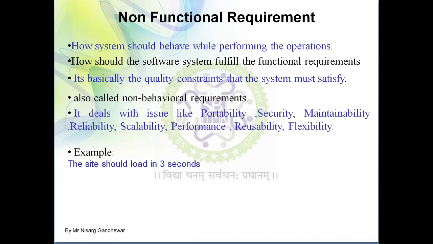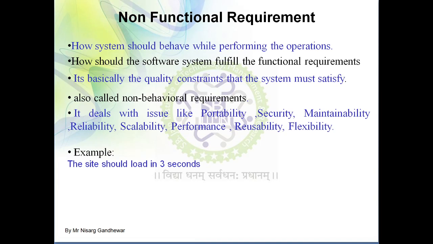So it should tell how the software system fulfills the functional requirement; the non-functional requirement tells how it fulfills the functional requirement. It is basically a quality constraint. Non-functional requirements represent the quality constraints that the system must satisfy, and a non-functional requirement is also called a non-behavioral requirement. Mostly, non-functional requirements deal with issues like portability, security, maintainability, reliability, scalability, performance, reusability, and flexibility.